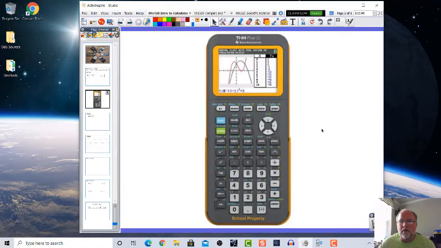So here is the calculator that we're going to be using. You'll notice that it's a pretty fancy calculator. It can do some graphing, it can do some tables, it can do a whole lot of stuff. Right now, you don't really know how to do all of that stuff, and that's okay. Throughout the year, we're going to be learning how to do it.